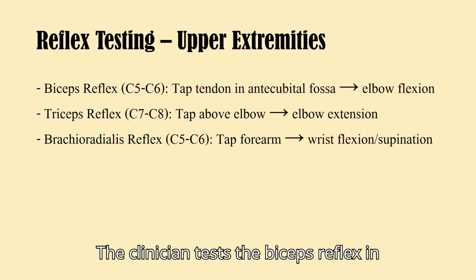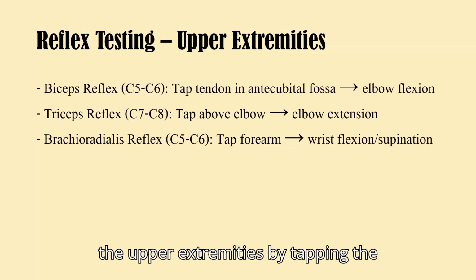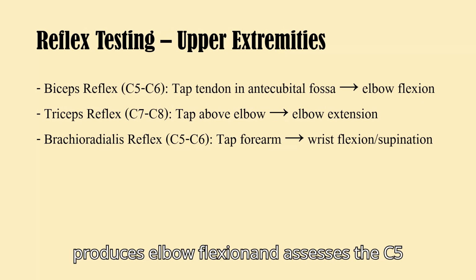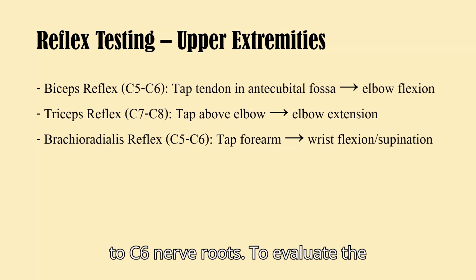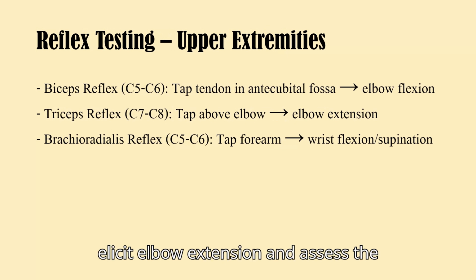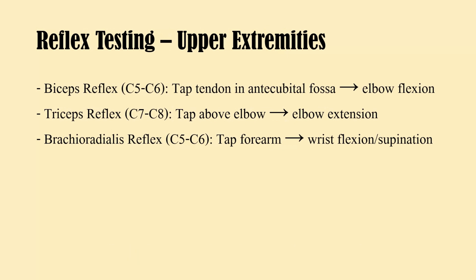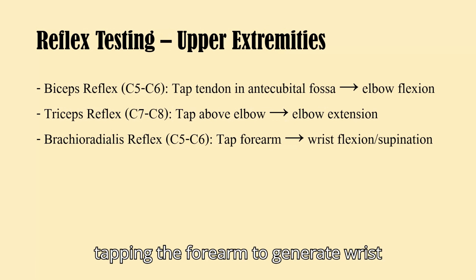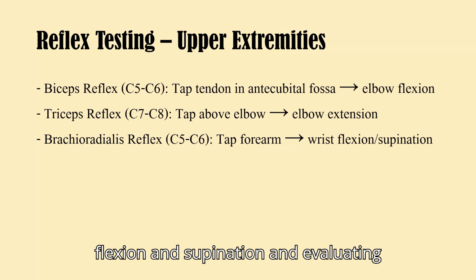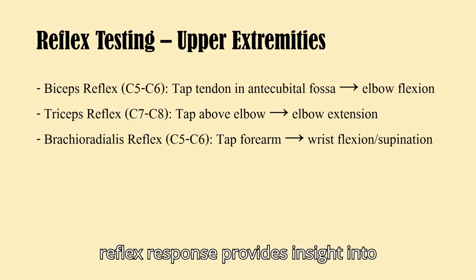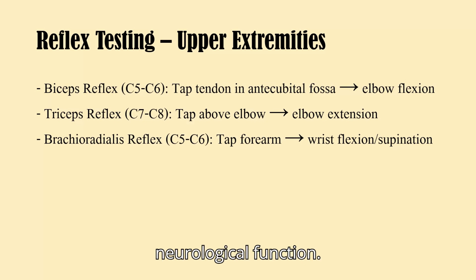The clinician tests the biceps reflex in the upper extremities by tapping the tendon in the antecubital fossa, which produces elbow flexion, and assesses the C5 to C6 nerve roots. To evaluate the triceps reflex, tap above the elbow to elicit elbow extension and assess the C7-C8 nerve roots. Assess the brachioradialis reflex by tapping the forearm to generate wrist flexion and supination, evaluating C5-C6. Observe how each reflex response provides insight into neurological function.